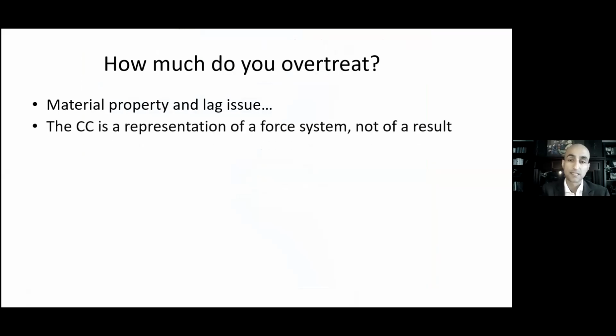So what considerations do you take in terms of how much you overtreat? Because I get that question asked a lot. Well, Dr. Mashiri, how much should I overtreat? And my answer is, I don't know. It depends on your patient, right? Because there are many variables involved. One, is there growth remaining? If the condyle is growing, the occlusion is separating.